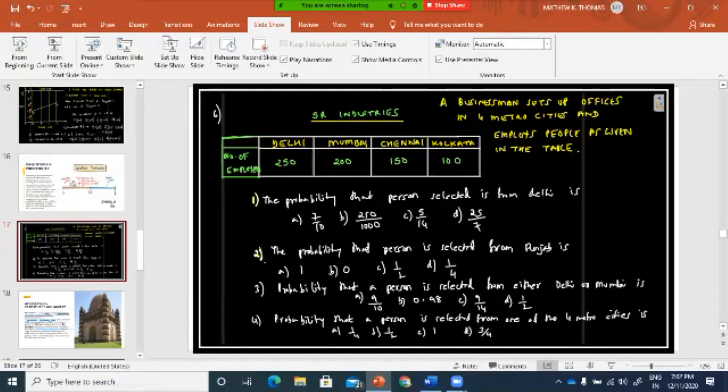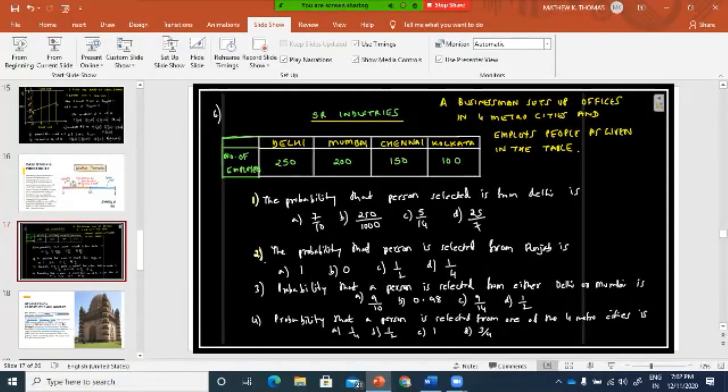What is the probability that a person is selected from Punjab? 0, sir. 0, because he is not going to recruit anyone from Punjab right now. He's only going to the 4 metropolitan cities. So that's an impossible event. So that becomes 0.